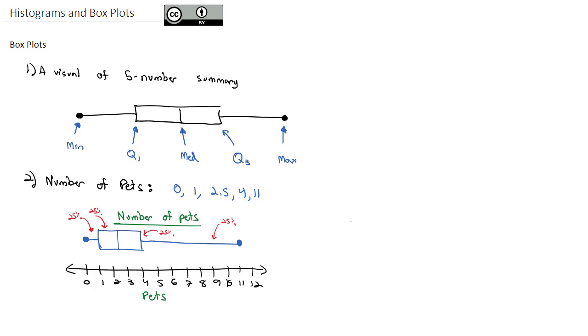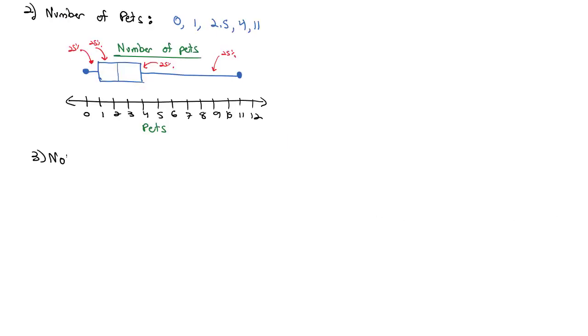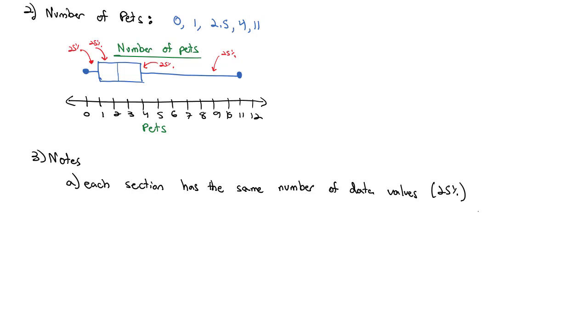Now, a couple notes that I want to make on the box plot. The first note, and we've kind of alluded to this already, is each section of the box plot has the same number of data values. Turns out it's 25% of the data value in each part of the graph. Also, every good box plot will have a descriptive title and labels.